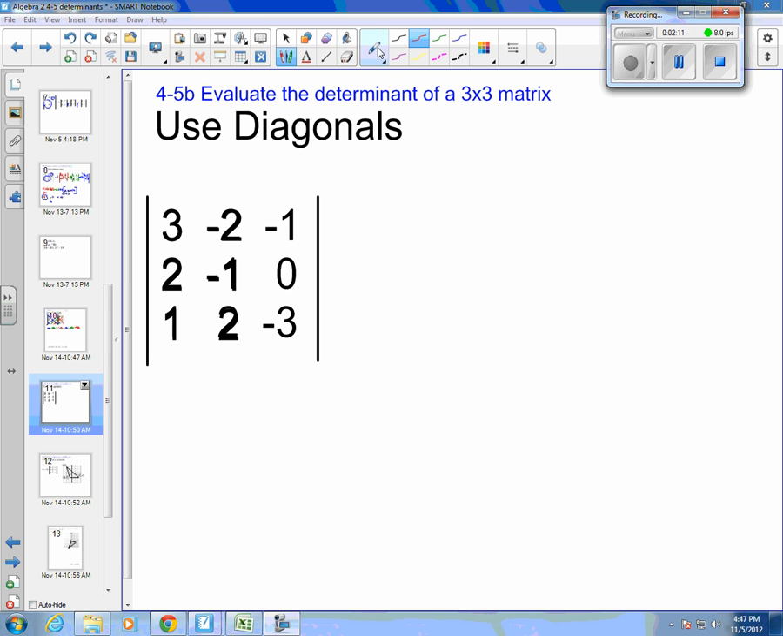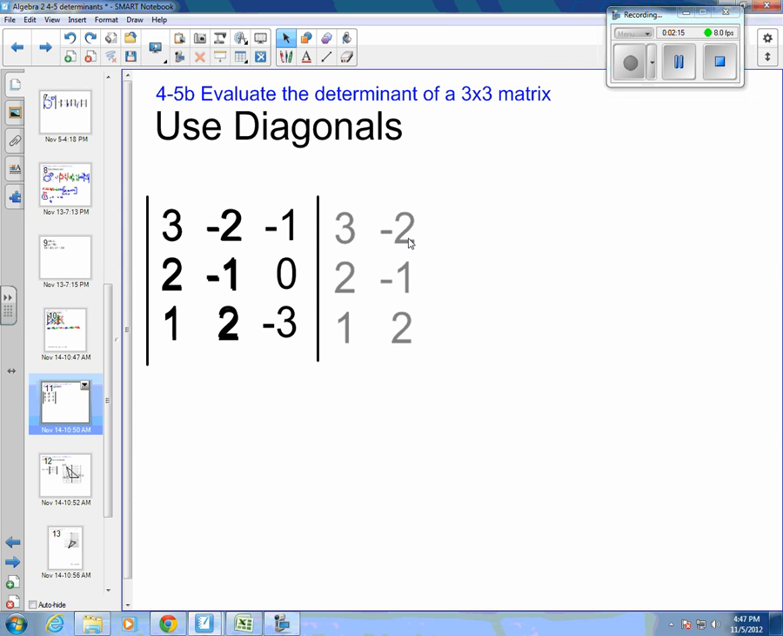So let's find the actual determinant of a 3 by 3 that's got numbers. I'm going to move those two columns over, and then once I've got them over here, I can start doing my diagonals. I am going to come down, and I'm going to multiply 3 times negative 1 times 3. So 3 times negative 1 is negative 3. Negative 3 times negative 3 is a positive 9. Then I'll multiply 2 times 0 times 1. Anything times 0 is 0, so I'm going to add 0.